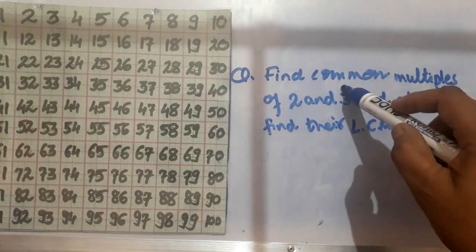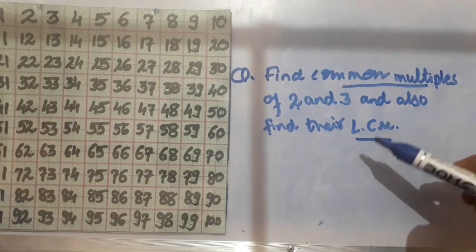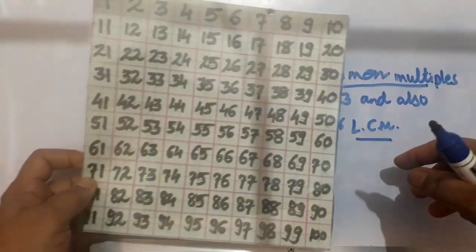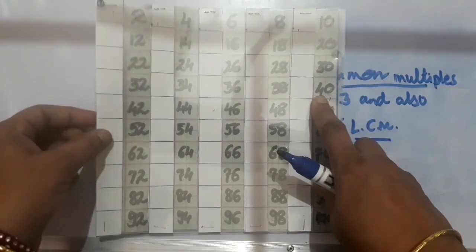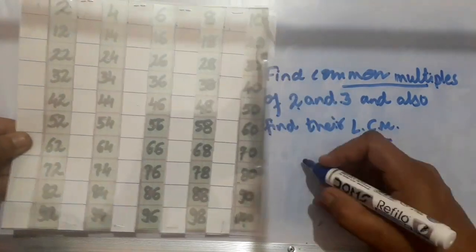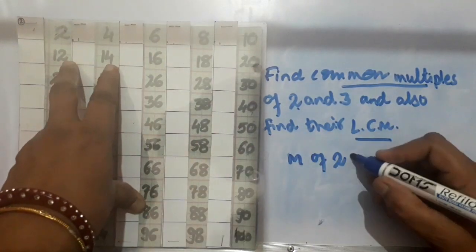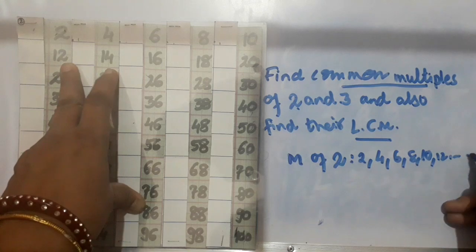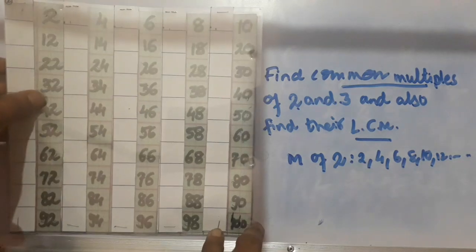Find the common multiples of 2 and 3 and also find their LCM. We are going to do this question using the activity. Now how to do it? Here you can see the baseboard, and I have covered this baseboard with few numbers, and the numbers left out when you read, they are all multiples of 2. So multiples of 2 you can read out as 2, 4, 6, 8, 10, 12 and so on. Okay, they are all multiples of 2.